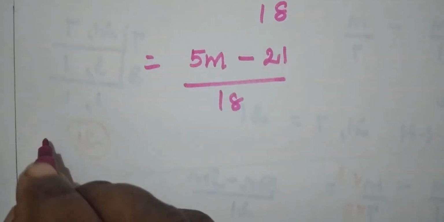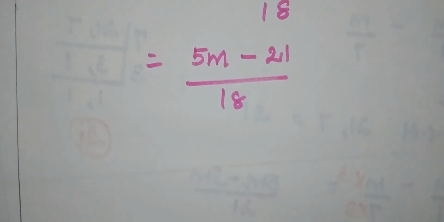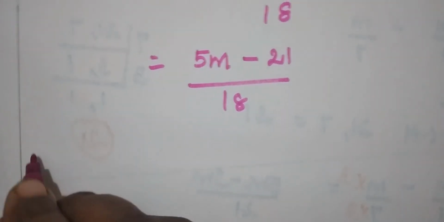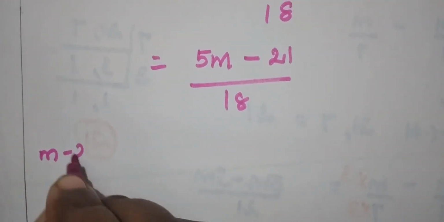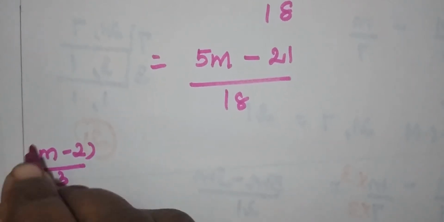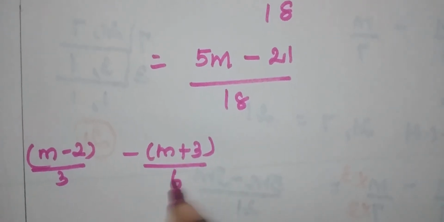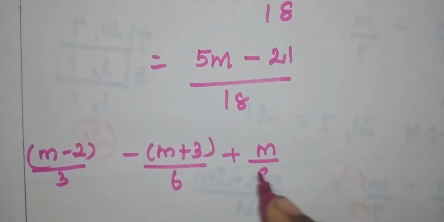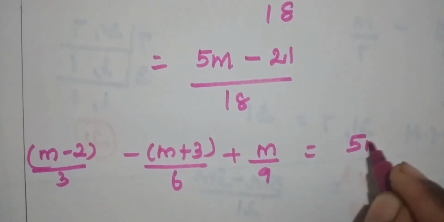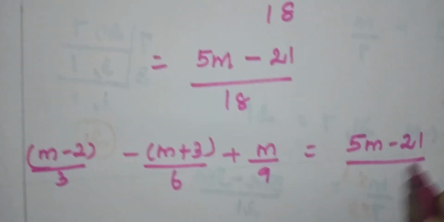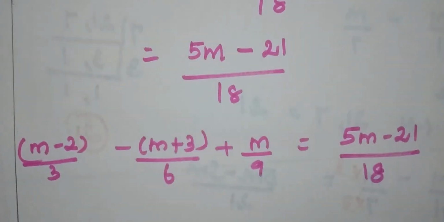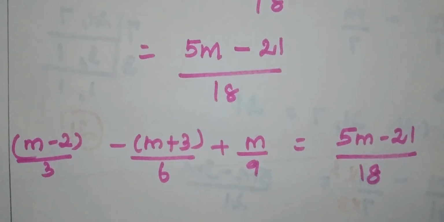So your answer is m minus 2 by 3 minus m plus 3 by 6 plus m by 9 is equal to 5m minus 21 by 18. Is it clear, children? Yes. Thank you.